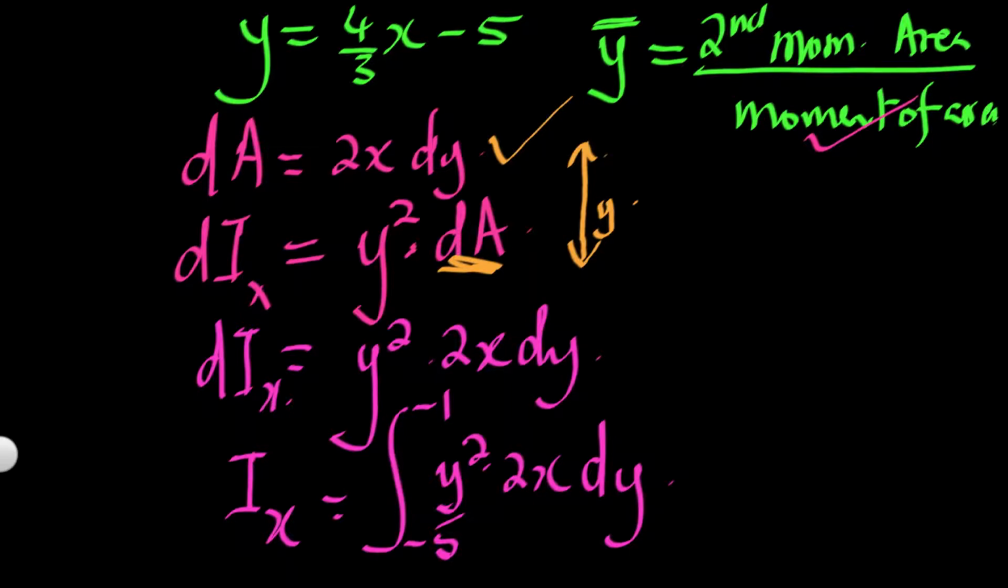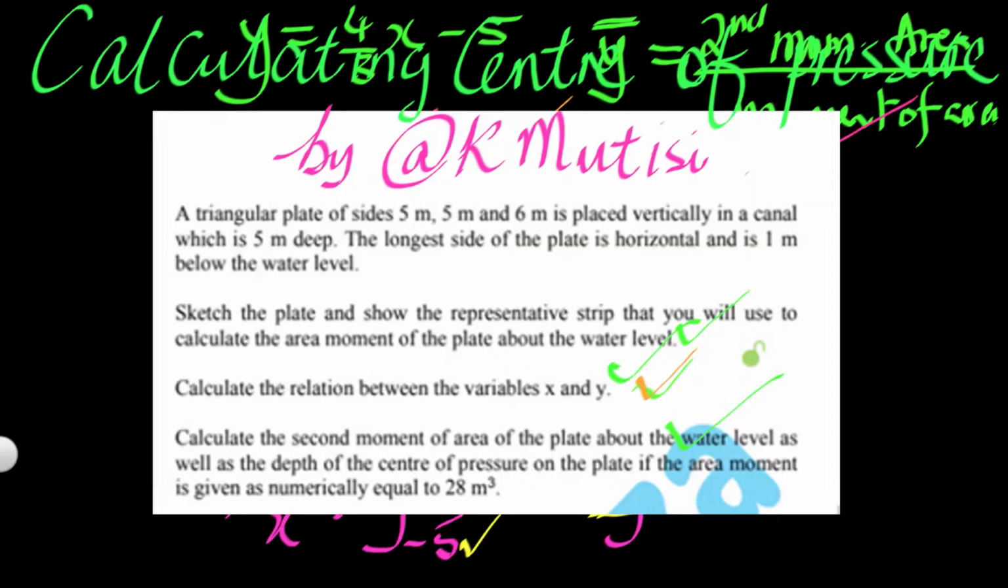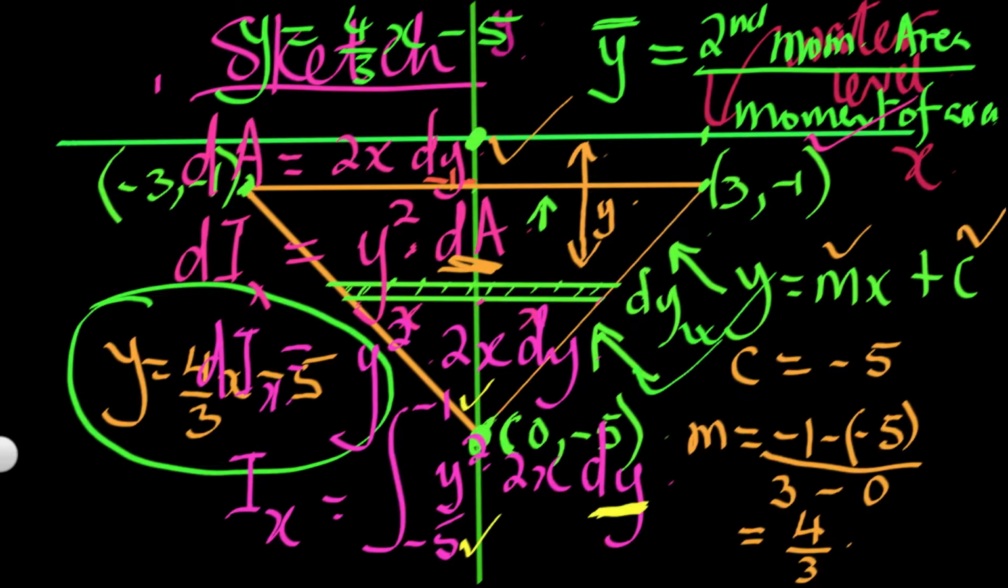Now look for something here. Check here what we have. If we are integrating with respect to y, if we have dy here, you should make sure that your limits of integration, these two numbers here, are also y values. That is why I'm using -5 and -1. These are coming from my drawing, not from here. They're coming from this drawing here.